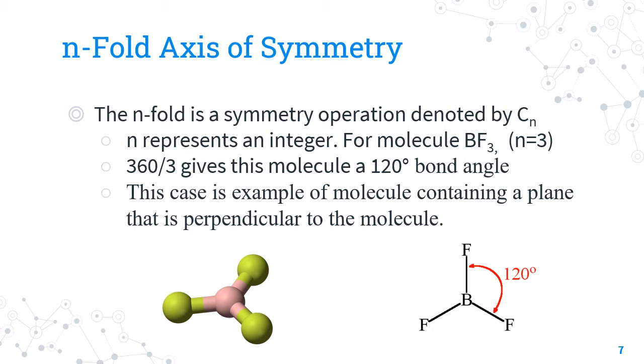So for the first operation, I want to talk about an n-fold axis of symmetry, and this is denoted by C subscript n, where n represents an integer. The example I'm going to use is BF3, which is boron trifluoride, and in this example, n equals 3. So the equation is 360 degrees divided by n, and since n equals 3, it's 360 divided by 3. And this is used to determine your bond angle, which is 120 degrees.